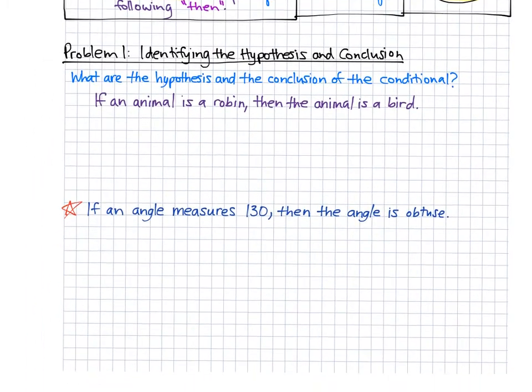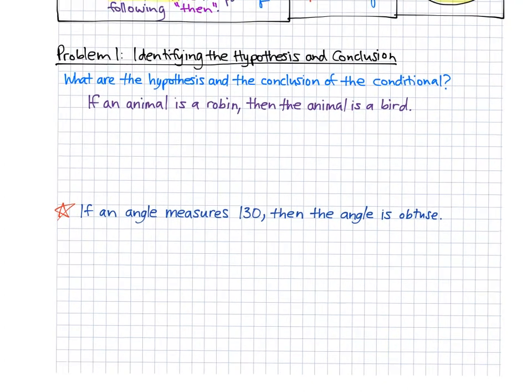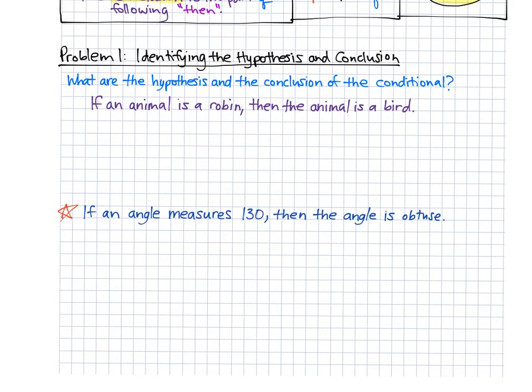So the first thing that we're going to do is identify the hypothesis and conclusion. Remember, the hypothesis is the part of the conditional that is right after the if part of the statement. So when this is asking for the hypothesis, let's look for that first. Don't include the word if, and then everything after that up to the comma, that's my hypothesis. And then the conclusion is the then part. Don't use the word then, but everything else after. So the hypothesis is an animal is a robin. The conclusion is the animal is a bird.